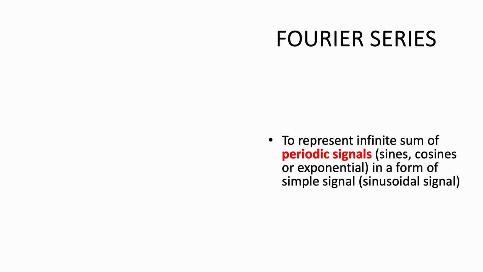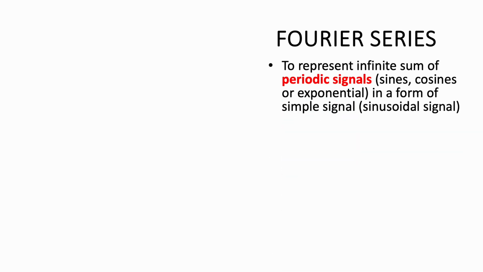Okay, students, let's look at what Fourier series is all about. Fourier series is used to represent the infinite sum of periodic signals. So basically, what is a periodic signal? A periodic signal is a repeating signal, repeating by a period of t naught, in the form of a simple signal. Usually it is a sinusoidal signal.